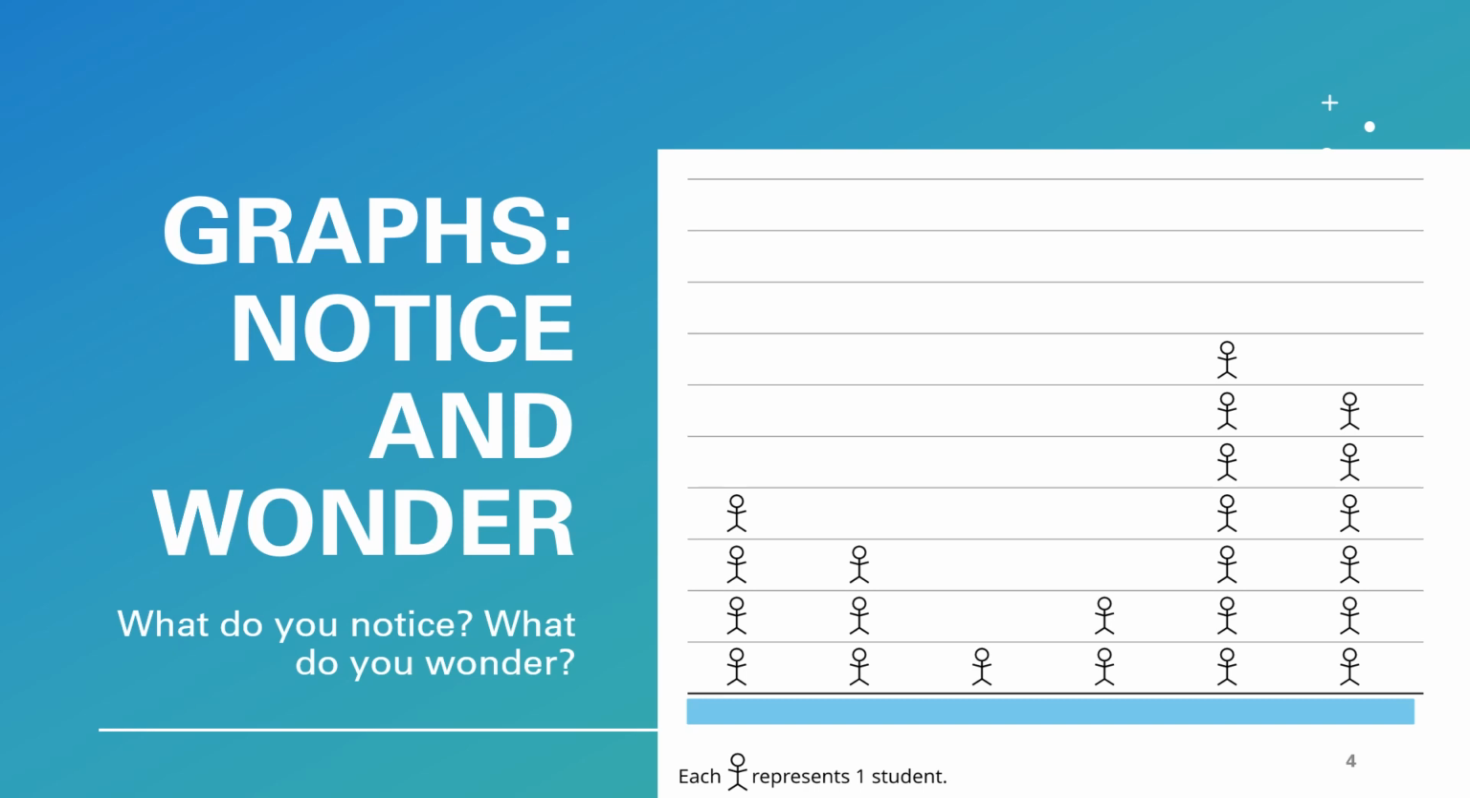As you can see in the graph, each stick person represents 1 student. Without a title or key, it can be used in any situation. It can represent favorite day of the week, favorite type of food, or types of animals that people saw in the park. That is why, when creating a graph, the title and labels are very important if you want to convey your data.